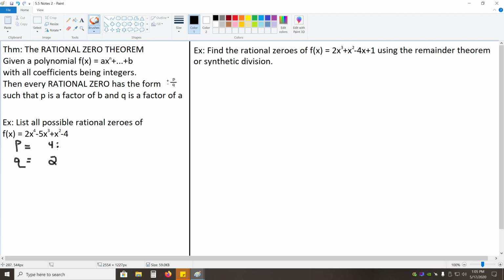So what are all the values that divide 4 evenly? They're 1, 2, and 4. And all the factors that divide 2 evenly are just 1 and 2. We now want to take every P value and divide it by every Q value. So starting off with this 1, we get 1 over 1, and then 1 over 2. From there we now have the 2, we have 2 over this 1, and then 2 over 2. And finally we have 4 over 1 and 4 over 2.